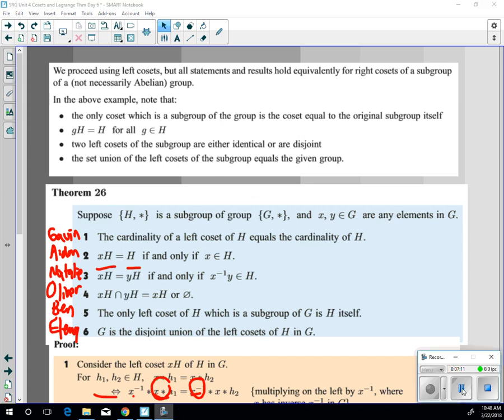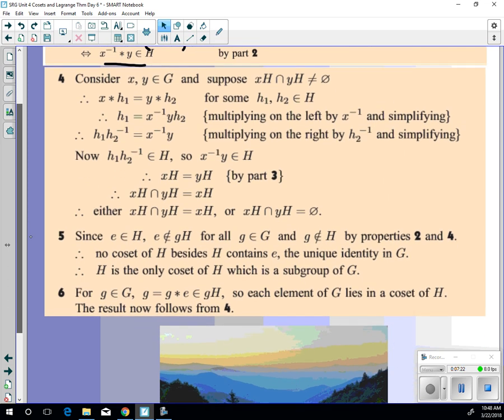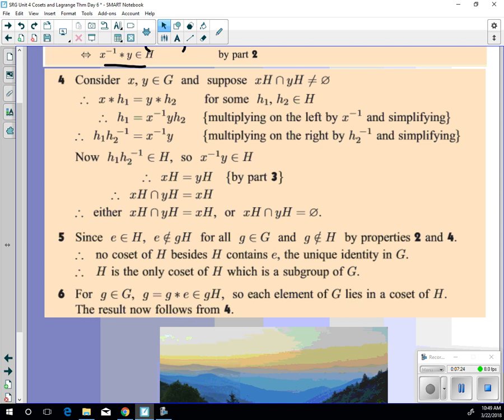Trying to prove that xH intersect yH is equal to either xH or the null set. So how we approach that is we first say xh1 and yh2 are equal. Then we can say that h1 is equal to x inverse times y times h2, because we just multiply by the inverse. And then we multiply by the inverse of h2. So we get h1 times h2 inverse equals x inverse star y.